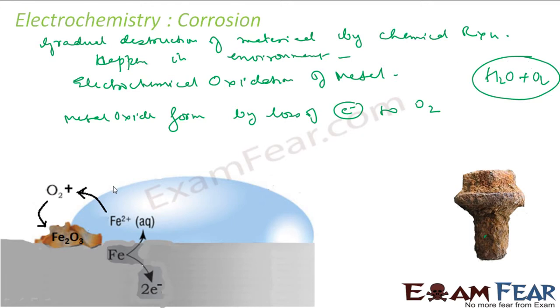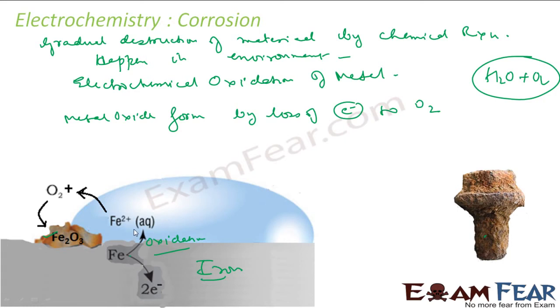If you see the oxidation reaction, this is my iron, Fe. Fe will become Fe2+ in the aqueous medium. So the oxidation happens. And this Fe2+ will react further with oxygen and form Fe2O3, and that is my rust. See, Fe, iron, will lose electrons to form Fe2+. So that is the oxidation reaction.